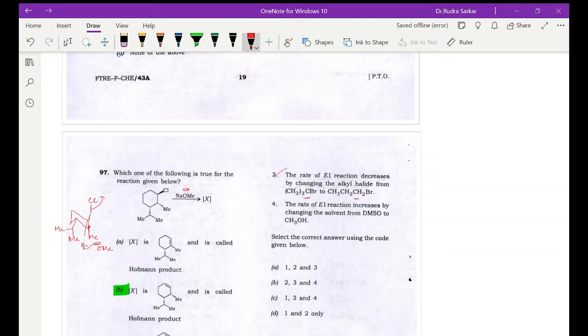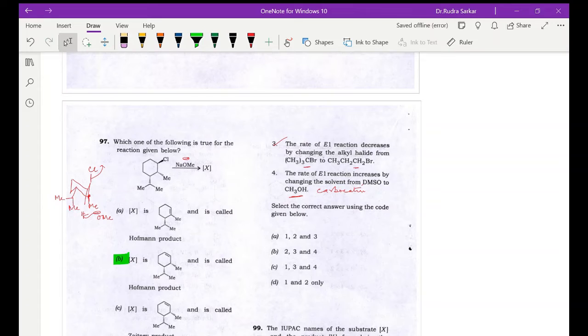Rate of elimination increases from changing the solvent from... obviously this is elimination unimolecular, that means it forms the carbocation. So if you use a polar protic medium, the rate will be increasing. So that means over here options 1, 3, 4 will be the correct option.